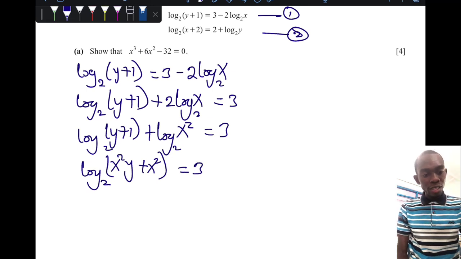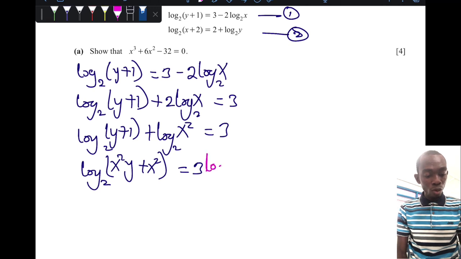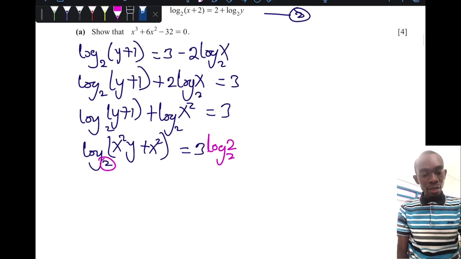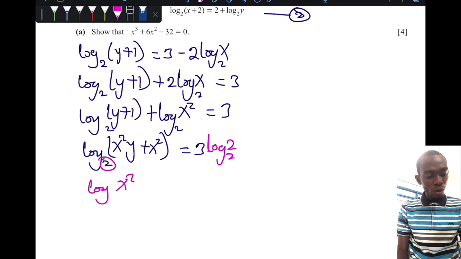We can also make this 3, write it in terms of log, so I will use log 2 base 2. I'm doing this because of this number here. All right, and then this 3 will also come back, so you have 2 raised to the power 3, which is 8. So I'm going to have log x squared (y + 1) base 2 is equal to log 8 base 2.